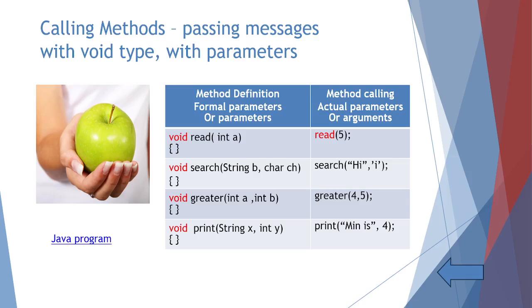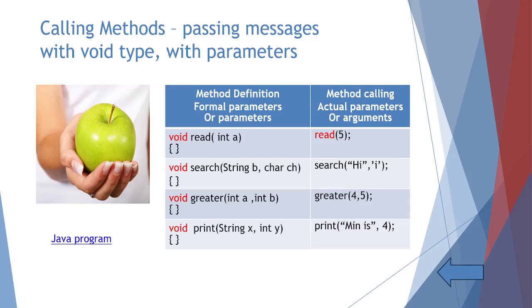So in the second method, search, one string, one character. So double quote string, comma, one character. Search with parameters. Greater with parameters, two integers. And print with two parameters. One is a string and one is integer. This is how we call.